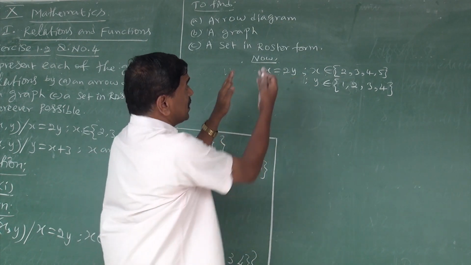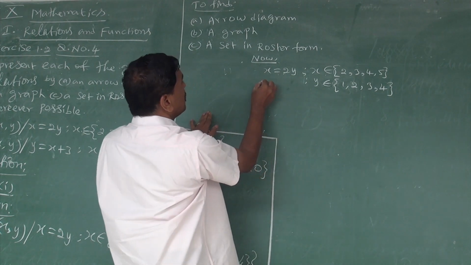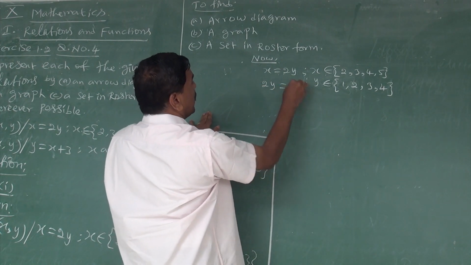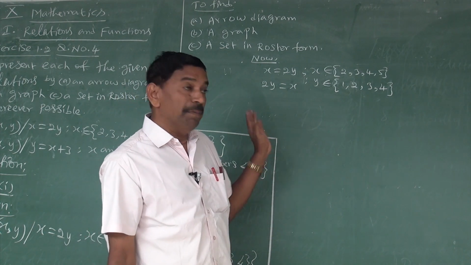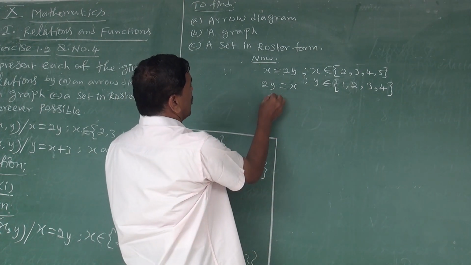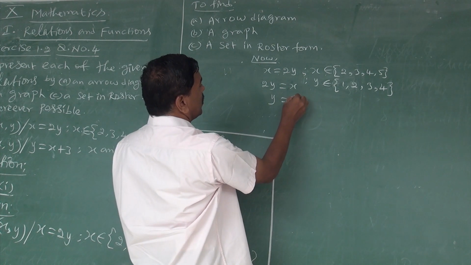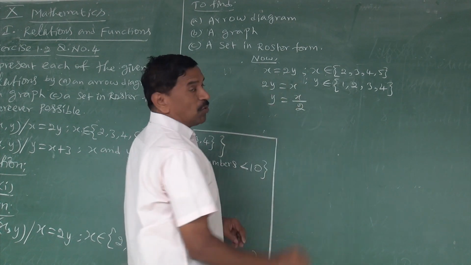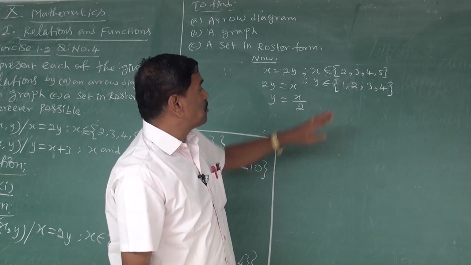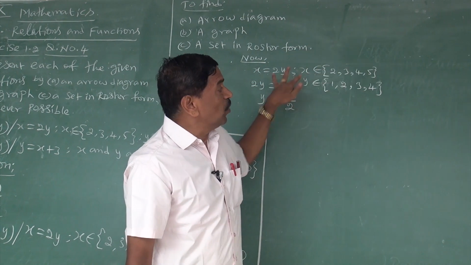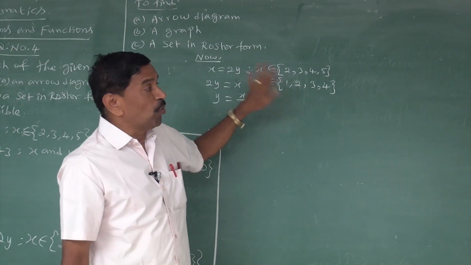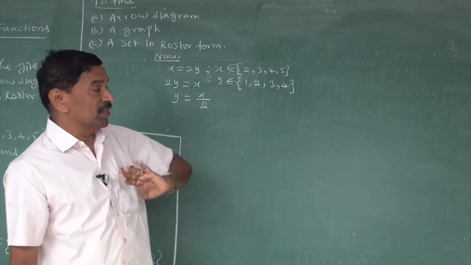Here the relation is given by x is equal to 2y. For our convenience, interchange, that is, 2y is equal to x. Now, any idea? Yes, make y equal to something, that is y is equal to x by 2. Now substitute x is equal to 2, x equal to 3, x equal to 4, x equal to 5. You are going to get the corresponding y values, that's all.